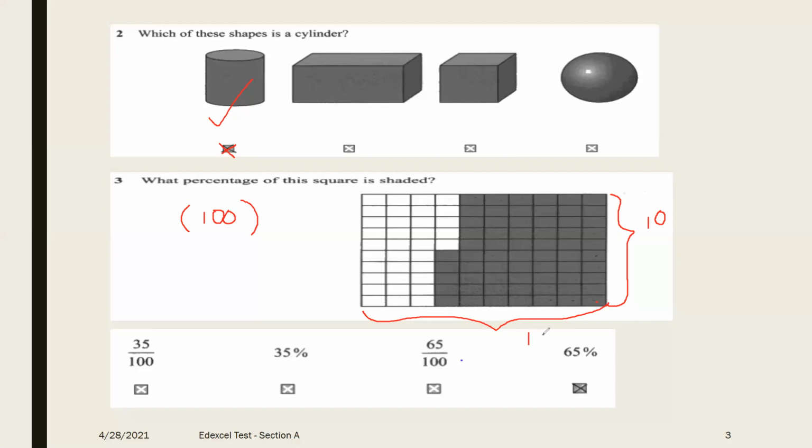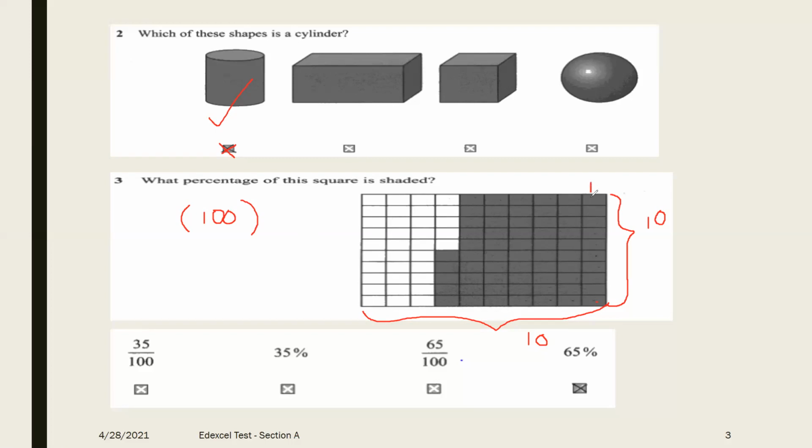So then I can easily identify I have 10 rows and 10 columns in this shape. So then 10 times 10 altogether, I have 100. So then easily I can find as the percentage. So now I'm going to count my shaded parts.